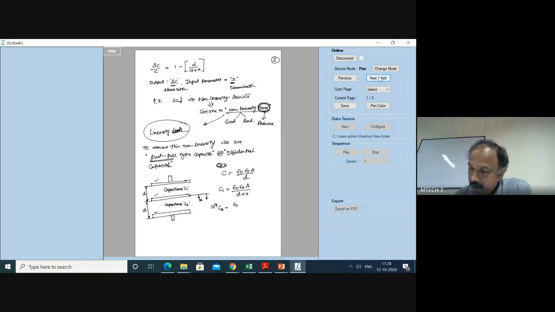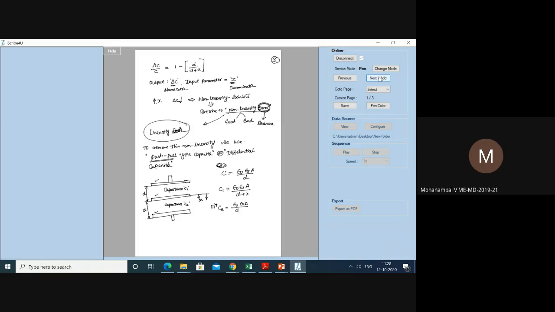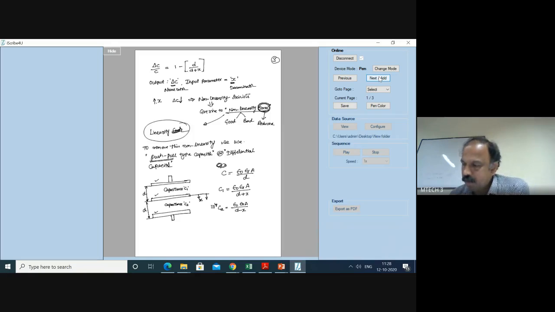Okay, so for the middle plate, C2 is epsilon naught epsilon r A, denominator d minus x. d minus x. So these are the two things which are going to occur. Now just observe. Is it clear up till here? Any doubt? No, sir. Okay, right. Now I have got C1 and I have got C2.